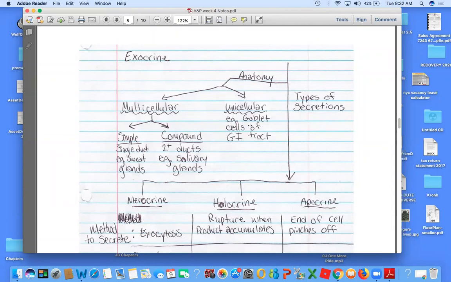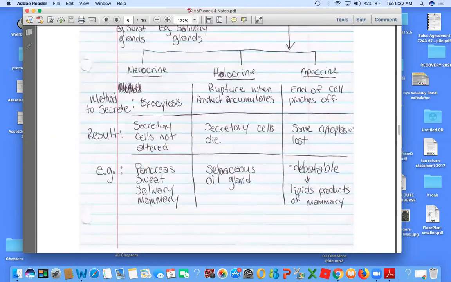If it's exocrine, multicellular, and simple, that means it has a single duct. That's your sweat glands, right? If it's compound, multicellular, exocrine gland, that means it has 2 or more ducts. That's your salivary glands, okay? So based on the anatomy, we break down the glands into whether it has 1 cell or more than 1 cell, so unicellular versus multicellular, and then whether it has a single duct or 2 or more ducts. And then you got to look at the physiology. How does stuff get made, in other words, by the glands?